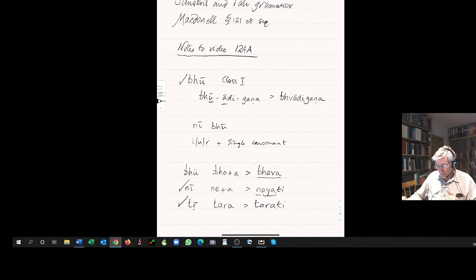Now, note that this gunation of the vowel in this class 1 verb will occur almost always, I think it's right to say always, but certainly almost always, only if the root ends in a vowel, as in bhu, ni, tr, or if it ends in a single consonant, not a doubled consonant or a consonant cluster, if it ends in a single consonant preceded by a short i, u, or r.